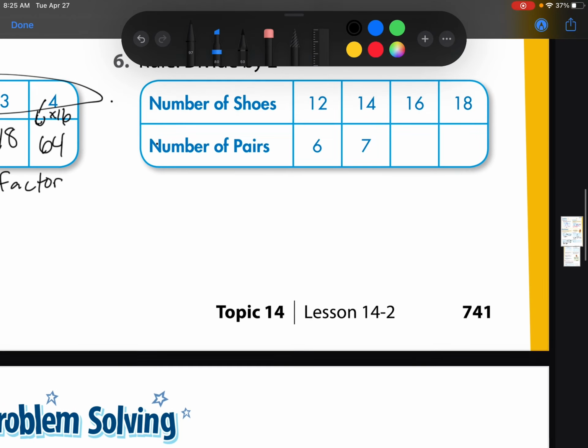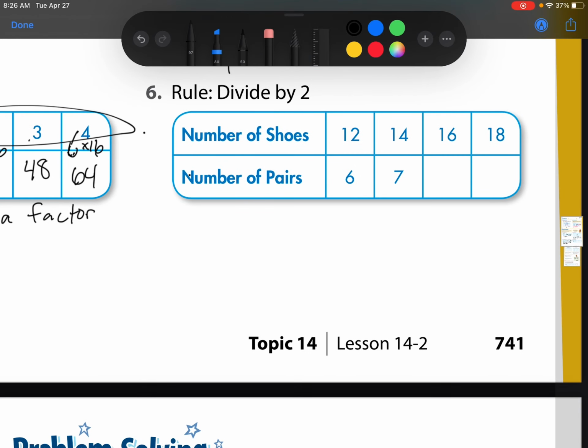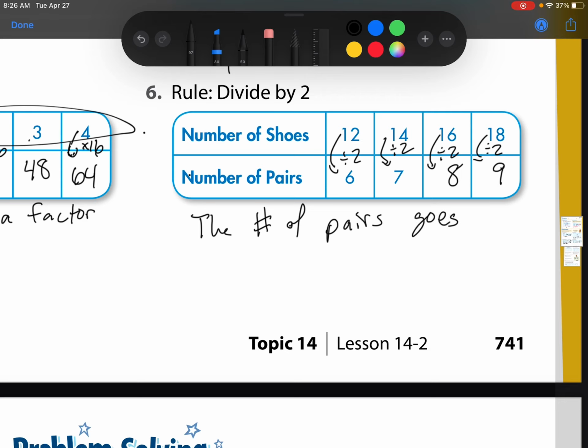Now let's head to our next one. Our rule is divide by 2. So how do we get from 12 to 6? We divided by 2. How do we get from 14 to 7? We divided by 2. 16 divided by 2 is 8. 18 divided by 2 is 9. So what do we notice? Well, again, there's several things. What I'm going to put this time is the numbers go. So the number of pairs goes even, odd, even, odd.